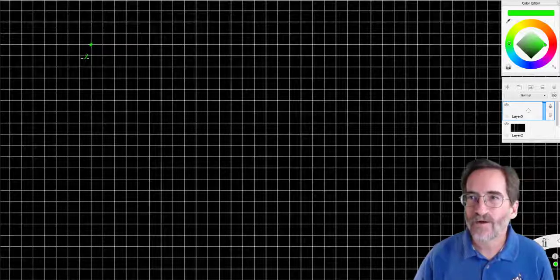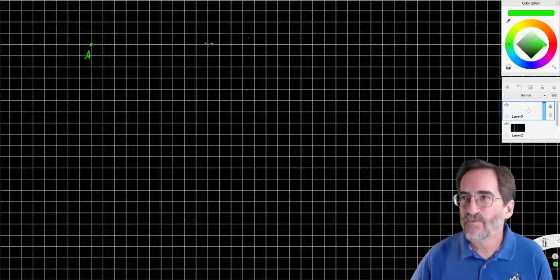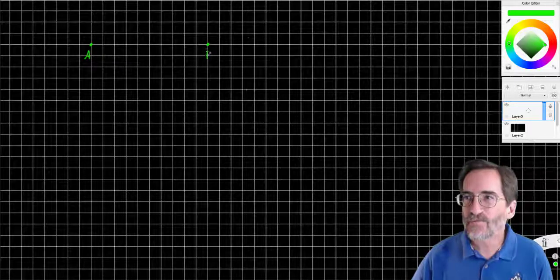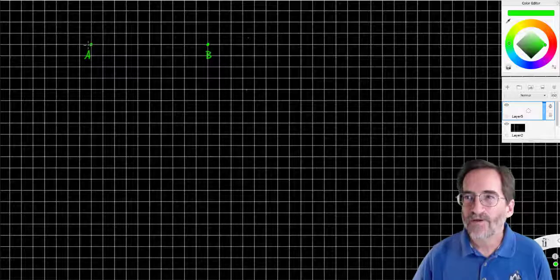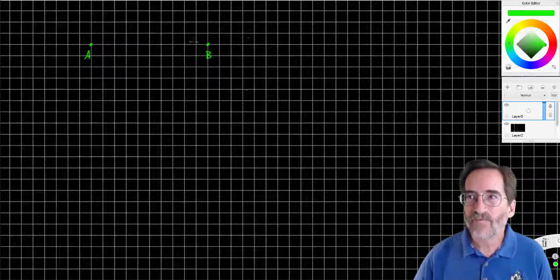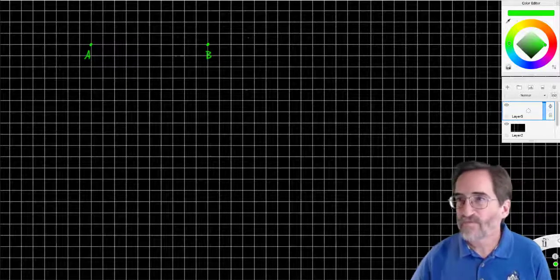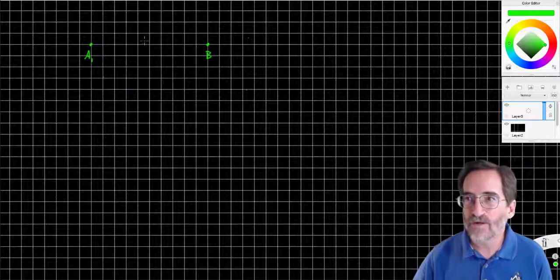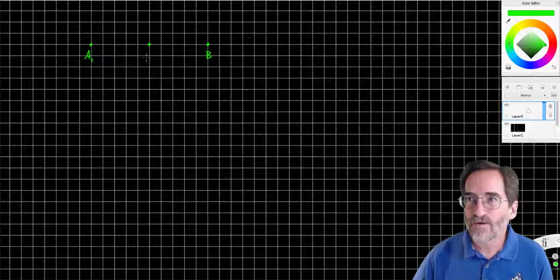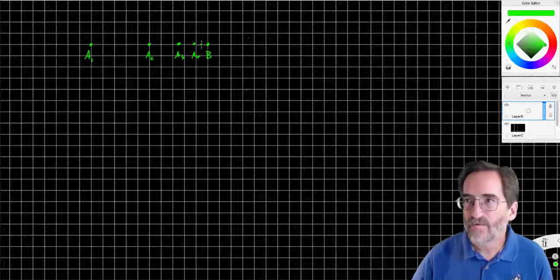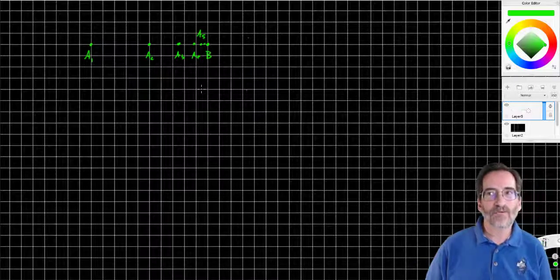Let's say we have someone at position A and someone at position B. Every second, A travels half the distance to B. So A1 is starting here. A2 would be here. A3 would be here. A4 would be here. A5, A6, and so on.